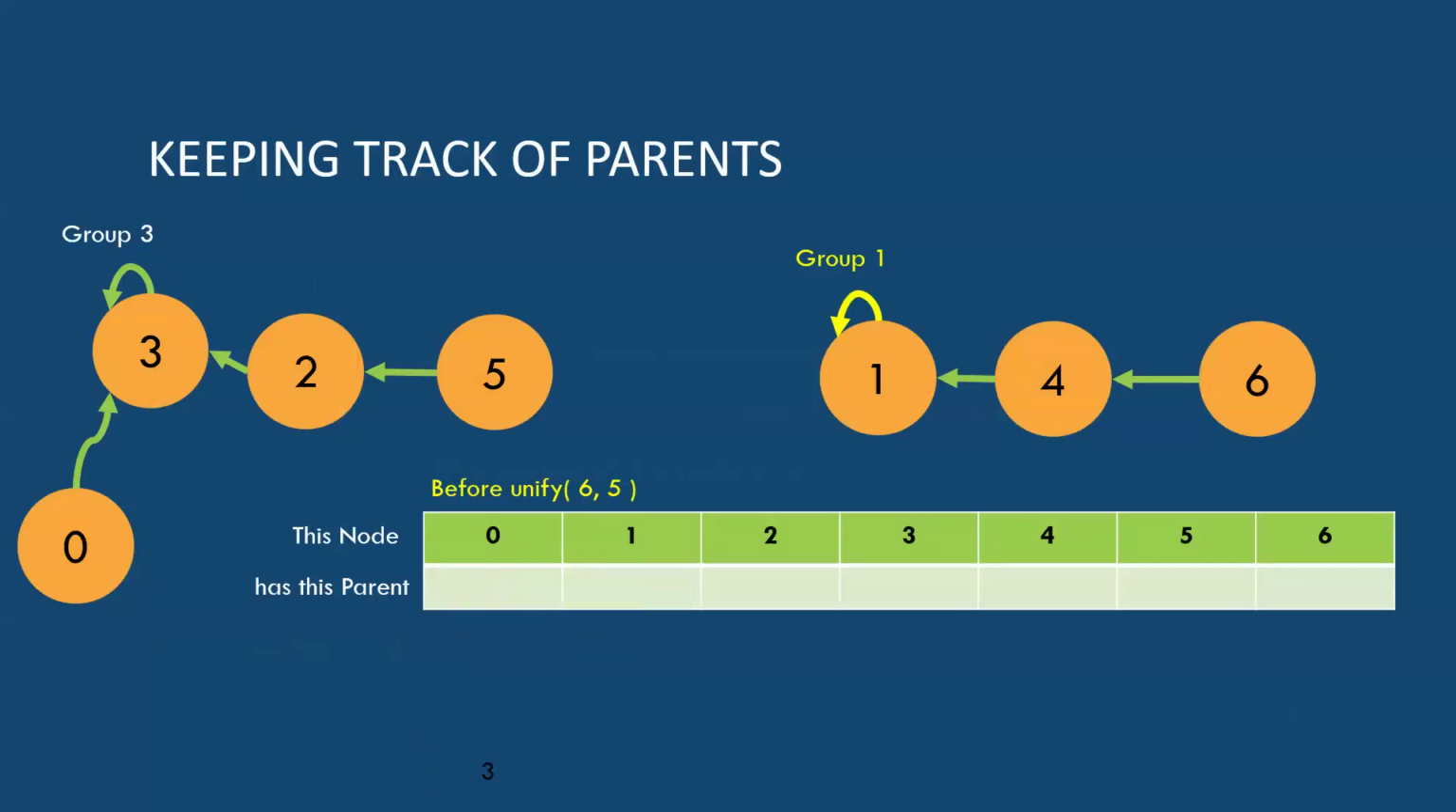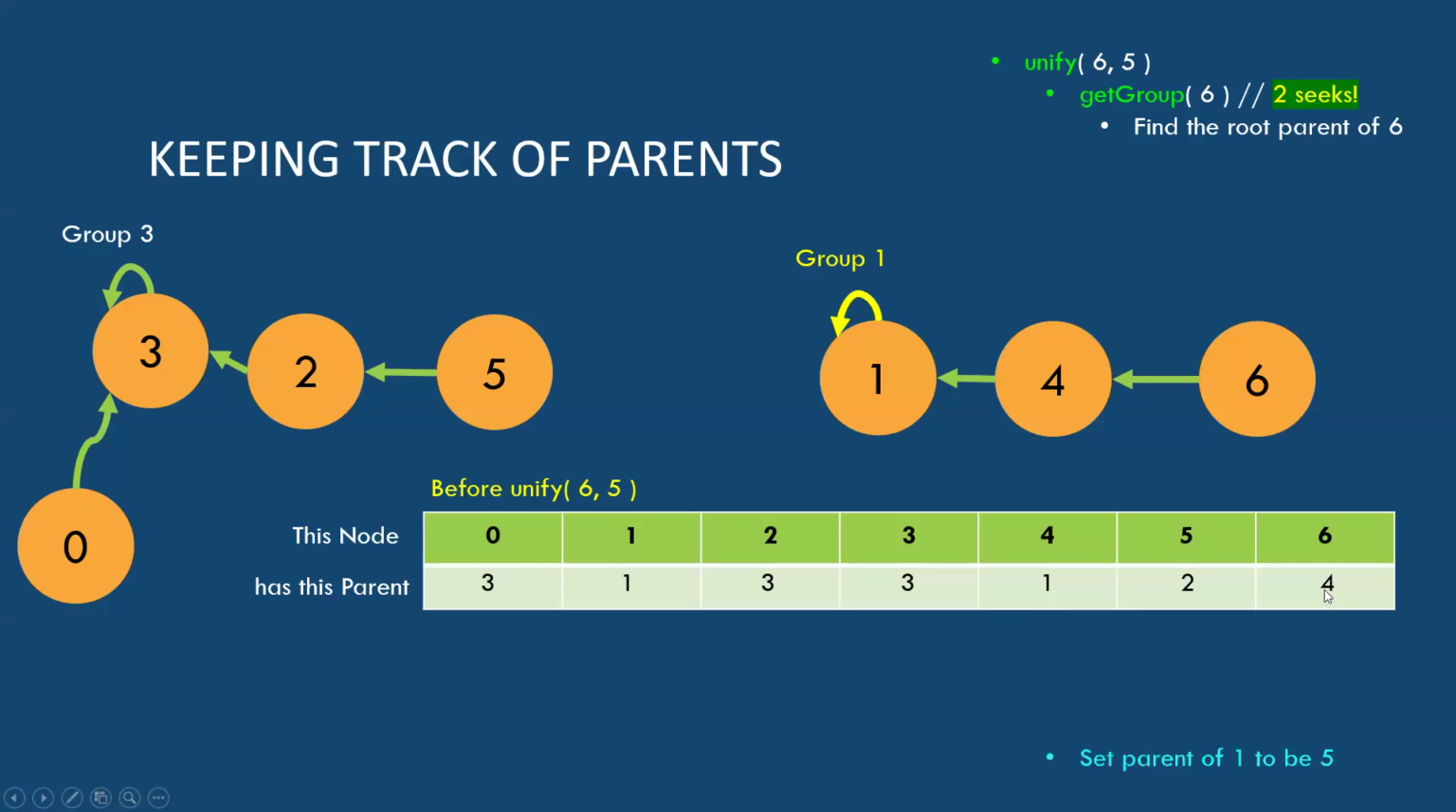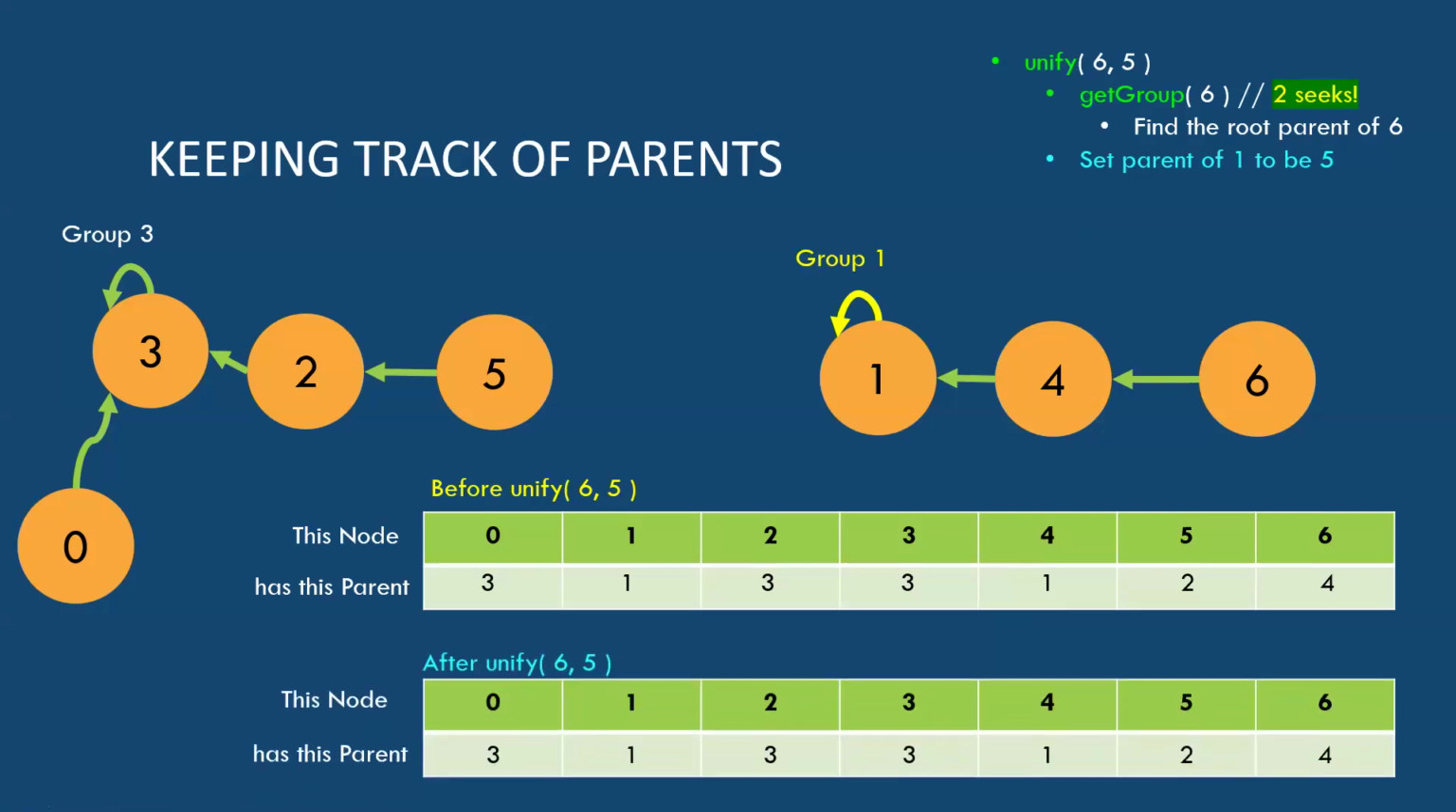So if we just kind of do this before the unify, right? This is our graph structure. 0's parent is 3, 2's parent is 3, 5's parent is 2, right? So you can kind of see all of this is represented in this area here. And if I unify 6 and 5, this is what I'm going to do. I'm going to find the parent of 6, okay? The parent of 6 is 4, okay? Set the parent of 1 to be 5, because that's the parent of the 4, and there we go, okay?